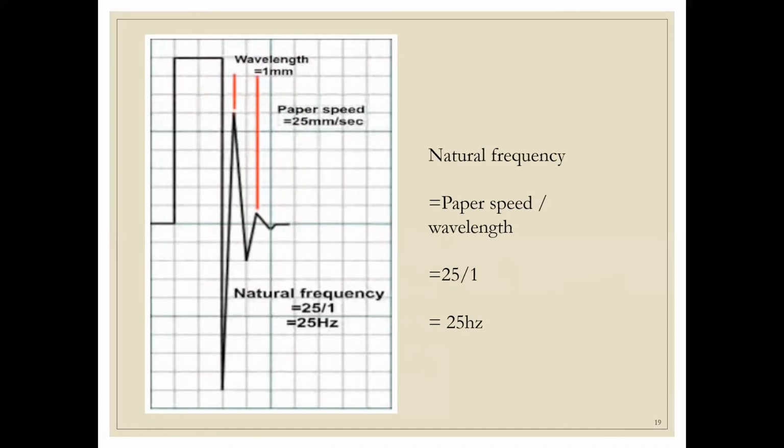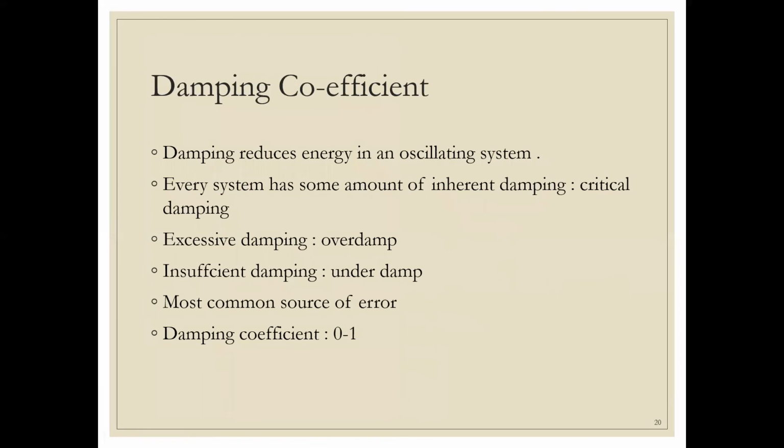Now there is another component, a component which is known to give maximum errors during our recording. This is the damping coefficient. So what is damping? Damping is a situation where, whenever a system is oscillating, after a certain time the oscillation will go on reducing till it stops. So damping is that factor which reduces the energy in the oscillating system. Every material, every system has its inherent damping ability, and this is known as critical damping.